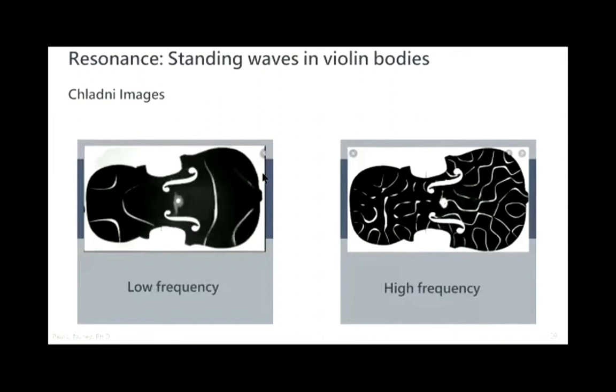Resonance, standing waves in violin bodies. These are two standing wave patterns in violins. Smaller scale spatial patterns oscillate at higher frequencies, and larger scale spatial patterns correspond to low frequency oscillations. This is true in nearly all standing wave phenomena.